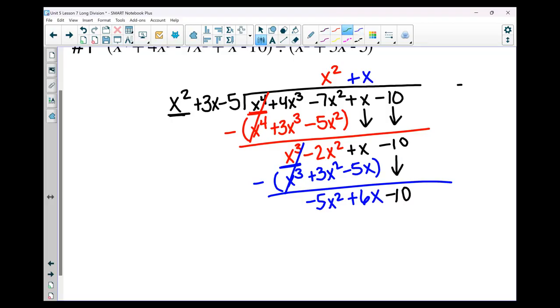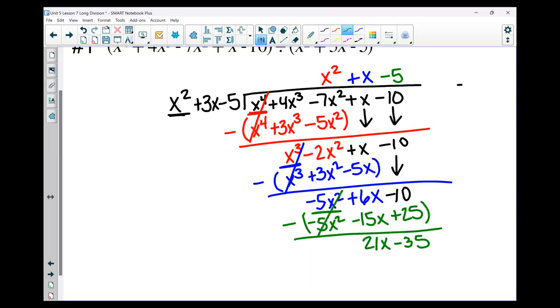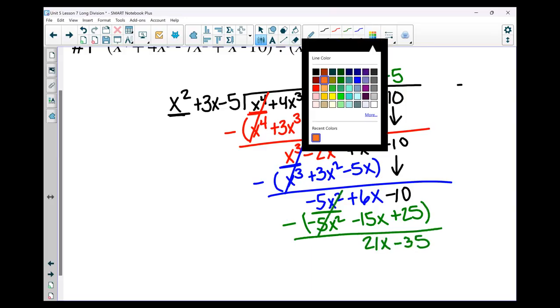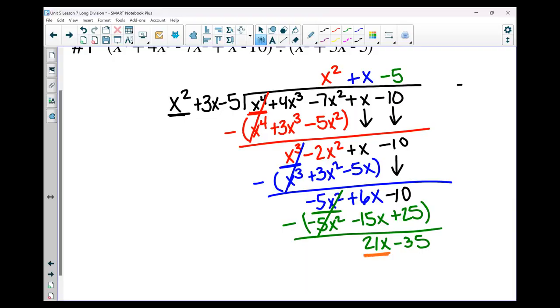All right, our first term of the divisor needs to match the first term of the dividend. Our current first term is negative 5x squared. Well, if we multiply x squared by negative 5, our terms match, which means we need to multiply. So negative 5x squared minus 15x plus 25. Subtract those. All right. So I ask myself, what can I multiply to x squared to get 21x?